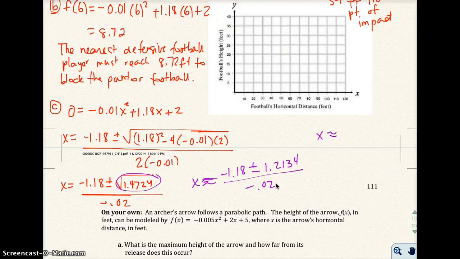Okay, so negative 1.18 plus 1.2134 equals, and then hit divided by negative 0.02, I get negative 1.67. And the other one is going to be this value minus this. Then I hit enter and then divide it by this.